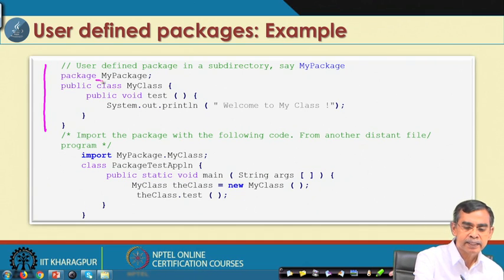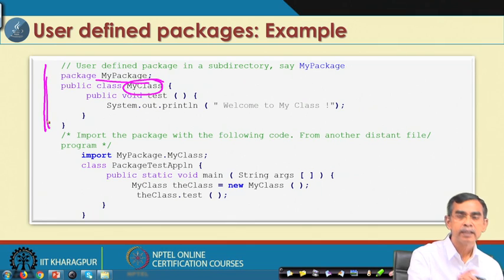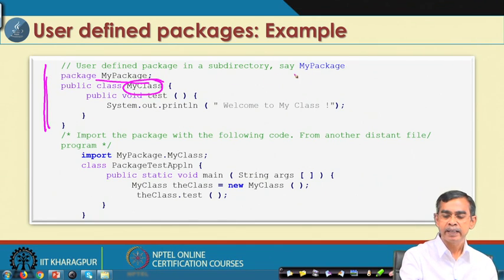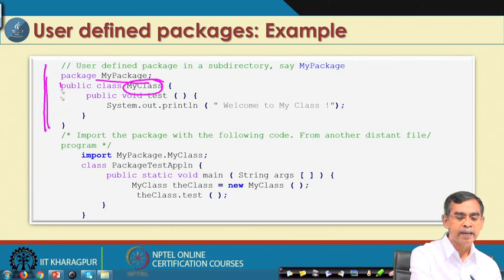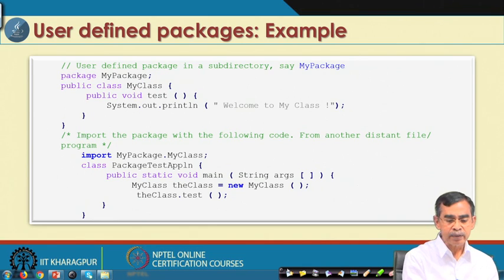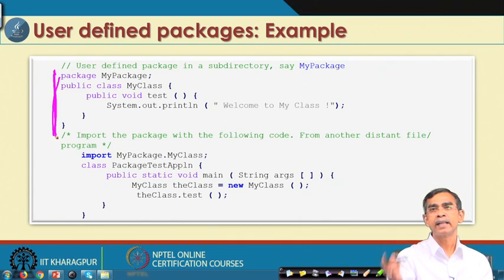The name of the package is my package and the name of the class is my class. I can use it this way, it will work for you, absolutely no problem. So here the subdirectory my package is created, and in this subdirectory all the .java and .class files are stored. Now, another way: this package is created, and then the same package can be used in another class.